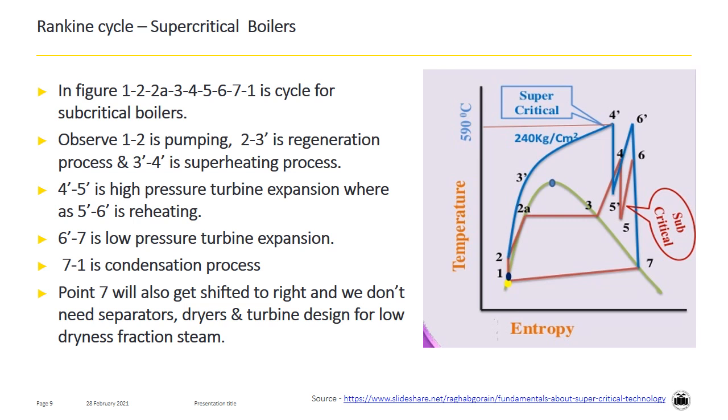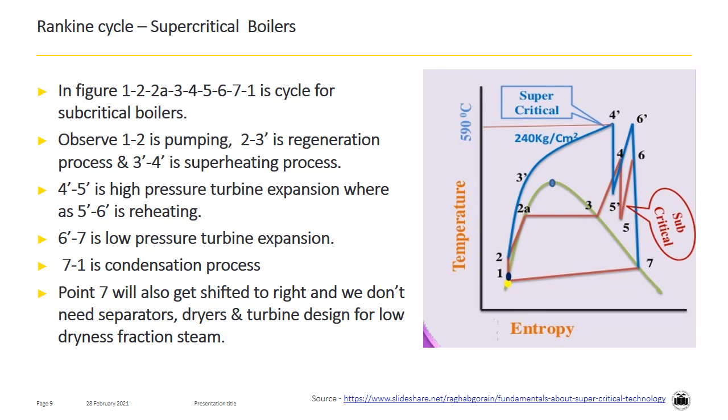Let us see Rankine cycle for supercritical boiler. 1 to 2 is pumping the condensate from condenser pressure to boiler pressure. 2 to 3 dash is regeneration, that is preheating of water in, say, economizer. 3 dash to 4 dash is superheating. You can observe the pressure is around 240 bar.